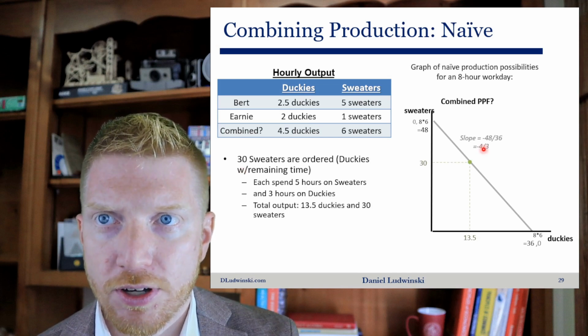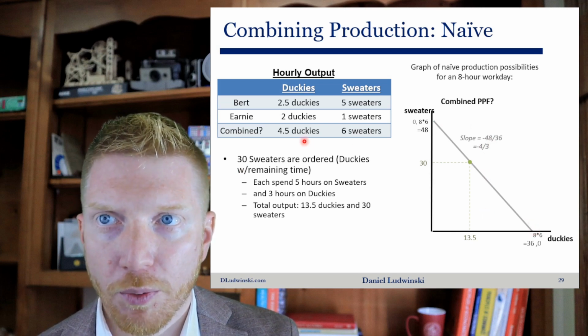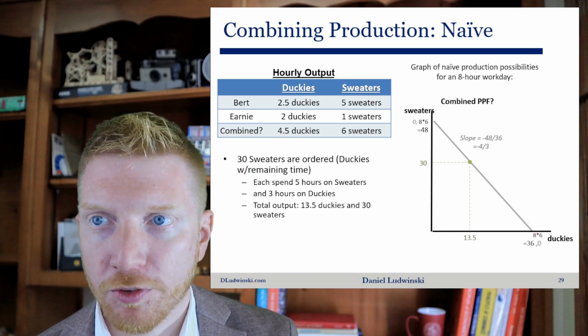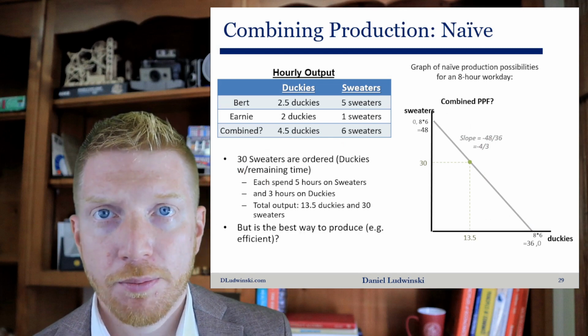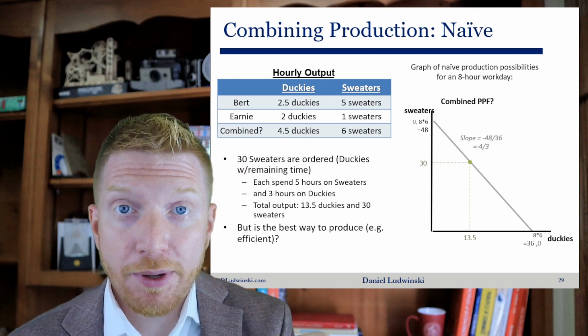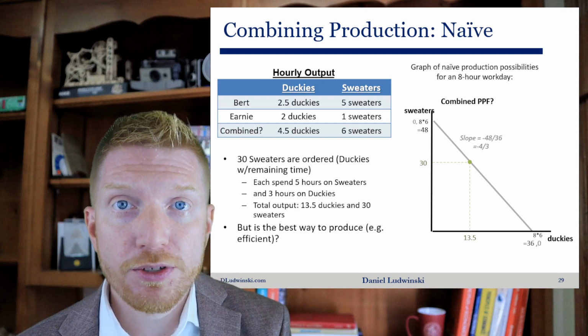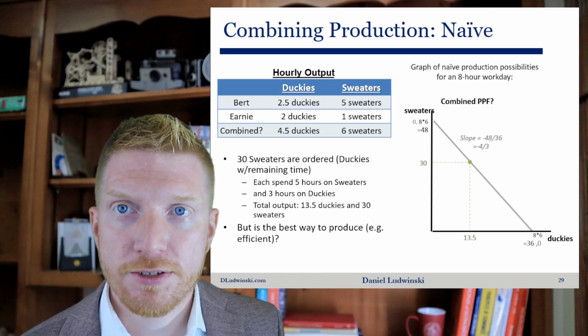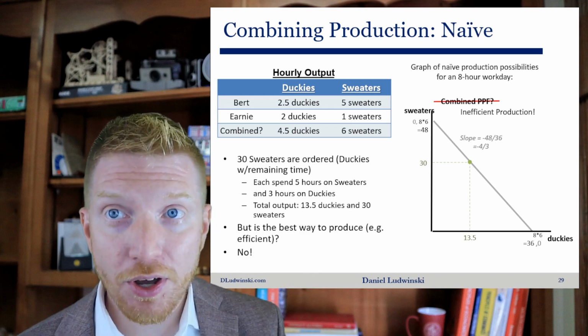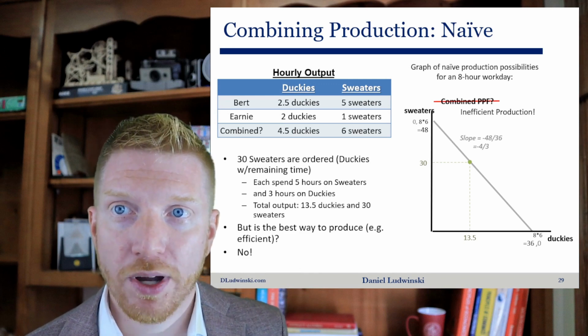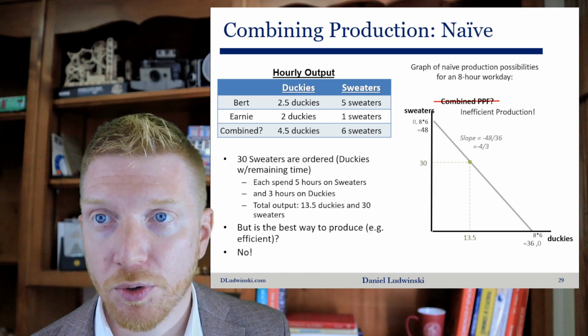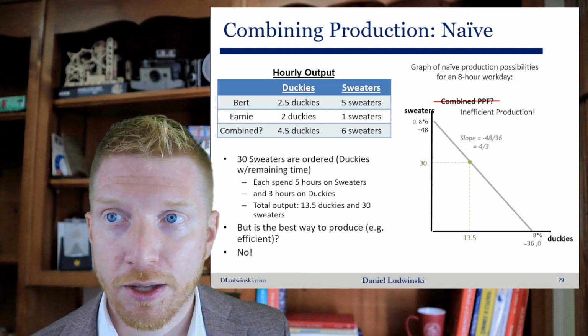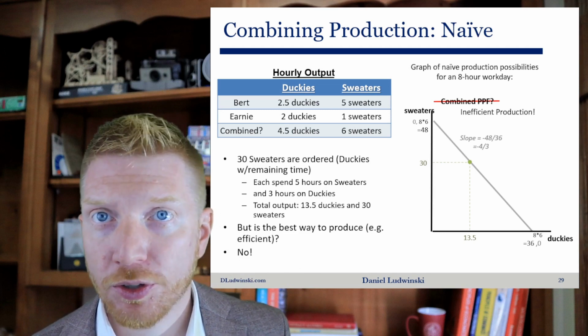Right? And this is on our naively drawn production possibility frontier, where we are simply treating them as one person working together. But we want to think about, is this the best way to produce? Is this efficient? Can we get more with our limited resources? The answer is going to be no. This is an inefficient way to go about fulfilling this order and making the production. Right? And I'll show you why.